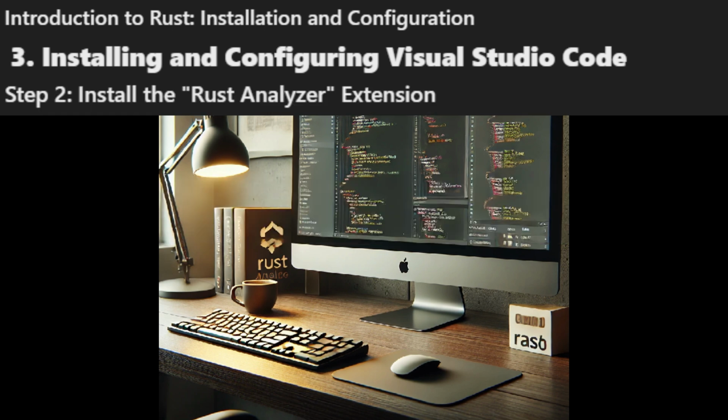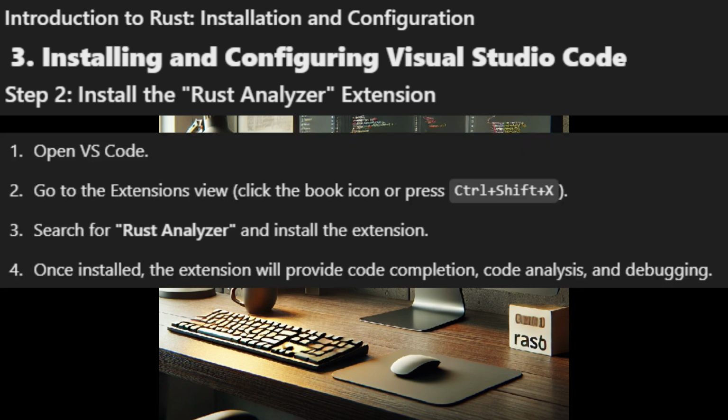Step 2. Install the Rust Analyzer extension. 1. Open VS Code. 2. Go to the Extensions view, click the book icon, or press Ctrl+Shift+X. 3. Search for Rust Analyzer and install the extension. 4. Once installed, the extension will provide code completion, code analysis, and debugging.